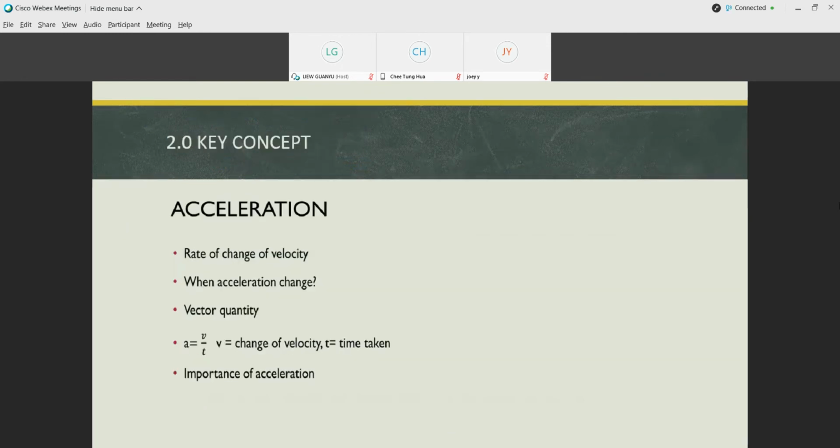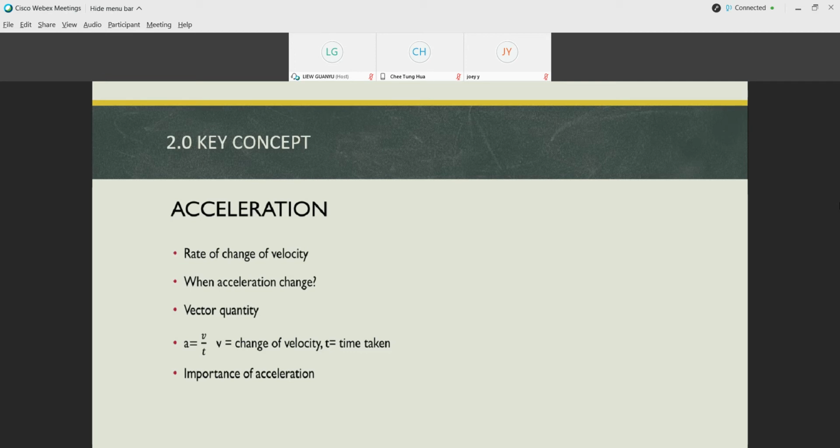The second key concept in our project is acceleration. Acceleration can be defined as the rate of change of velocity. Acceleration changes only under two conditions, that is, the velocity of the motion increases or decreases, and the direction of the motion changes. Since acceleration also emphasizes the direction of the motion, it can be considered as a vector quantity. The formula of acceleration is a equals v, that is change of velocity, divided by t, that is time taken. Acceleration is important for us to determine whether the velocity changes over time.